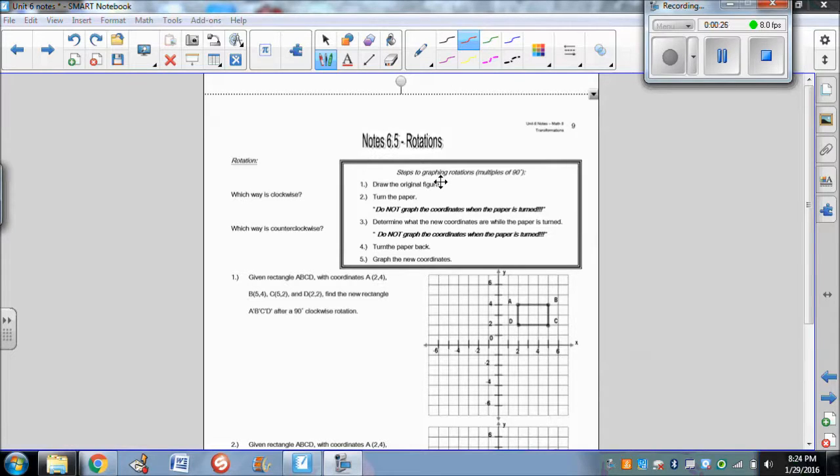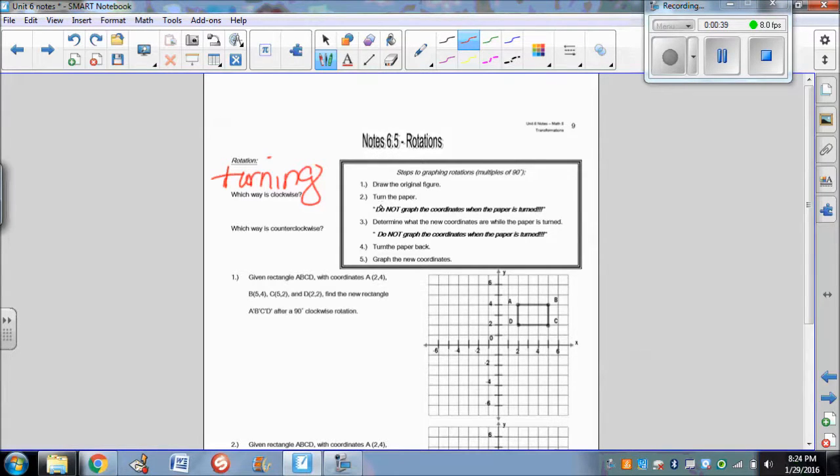Okay. So before we get started, let's take a look at what rotation means. Rotation is just a turning, and we always give a direction in which we're turning. So which way is clockwise? If you think about how the clock works, we'll put a little arrow on that, it goes in the direction of the clock, to the right. So then which way is counterclockwise? Obviously the opposite of that. We'll put the arrow to indicate that direction for counterclockwise.